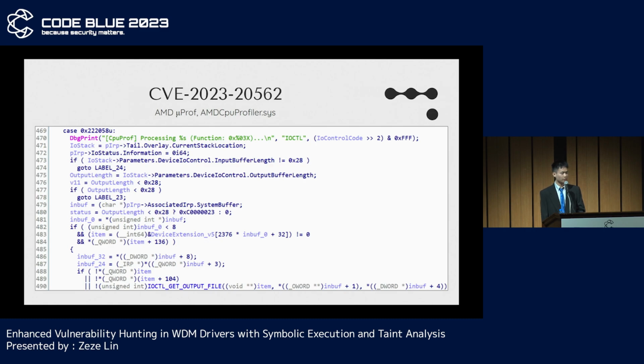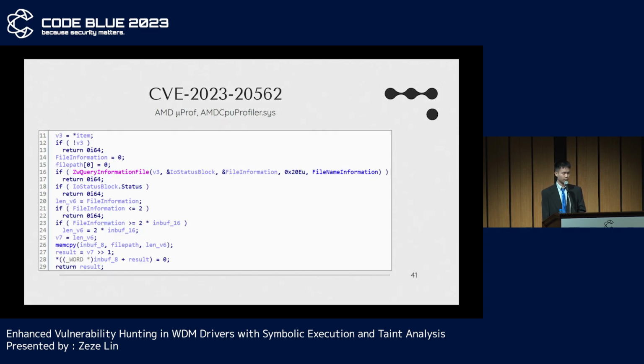Take a CVE in AMD CPU Profiler from AMD, hunted by IOCT-lens, for example. In the specified IO control code, we can see that the program calls a function, which I name IOCTL get output file, with the parameters controlled by the input buffer. In the function, the program calls memory copy with the destination address controllable. So an attacker can exploit the vulnerability to gain system privilege.